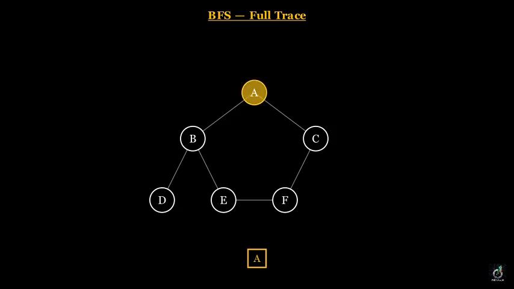Visit A, order 1. Add B, C to the queue. Visit B, order 2. Add D, E to the queue. Visit C, order 3. Add F to the queue. Visit D, order 4. No new neighbors to add. Visit E, order 5. No new neighbors to add. Visit F, order 6. No new neighbors to add.